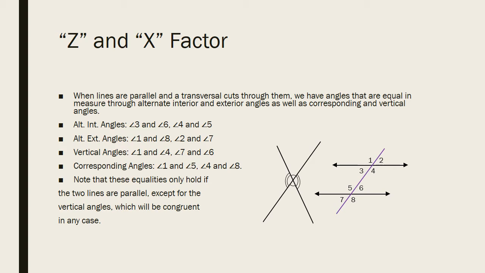And corresponding angles, where if you were to take those two parallel lines and just lay them on top of each other, you'd see that the two angles in the same position would have the same measurement, so 1 and 5 and 4 and 8. Now, for alternate interior, exterior, and corresponding angles, that angle measurement only holds true if the two lines are parallel. Vertical angles will always be congruent.